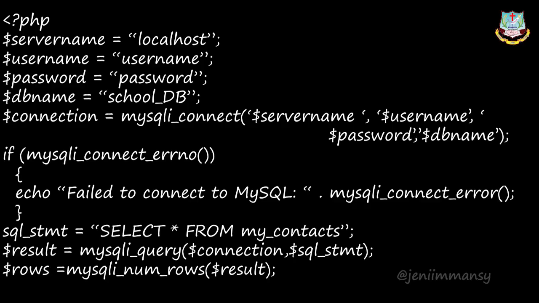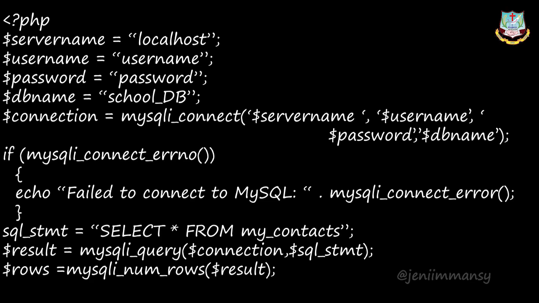Whatever you give in this echo will be displayed. So inside this echo we are giving failed to connect to MySQL or mysqli_connect_error. This will be displayed if it is not connected. If it is connected, it will just jump down to this line, sql_stmt, the SQL statement. It jumps to this line if the connection is correct. If the connection is not correct, then it will process this if statement. Understood? And next one, sql_statement is equal to select from my contacts.